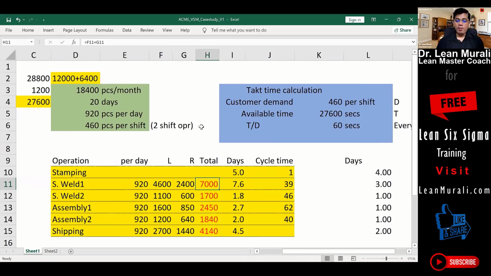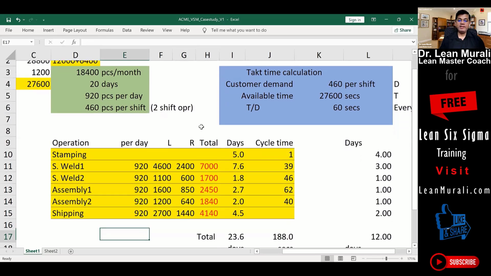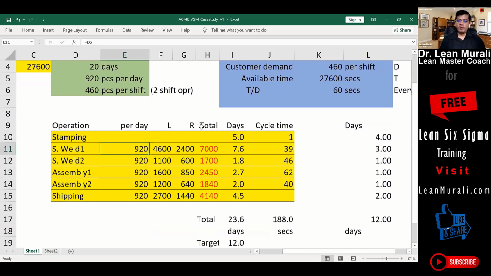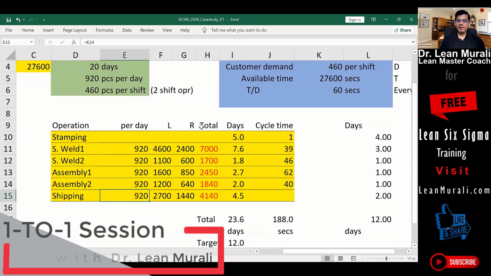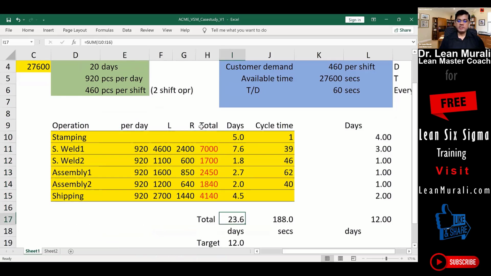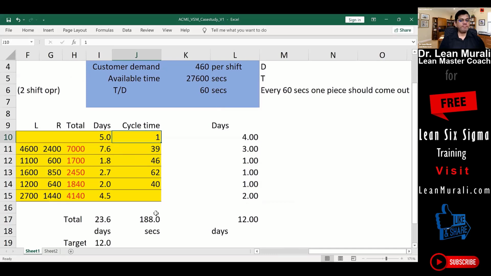So what is the formula to calculate the days? 11,000 pieces of this, 1,700. 1,700 divided by, that's why I have introduced this per day we want 920, per day we want 920 and all that. And then it is converted, so totally, if you do this, it is 23.6 days. Okay, now cycle time, we know 1 second for stamping, 39 seconds for this, 46 seconds for this, 62 seconds for this, 80.